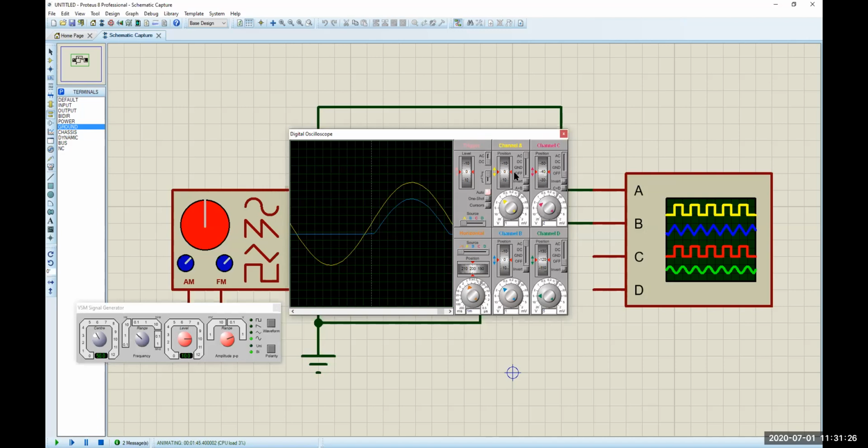Is it AC or DC? Anyone, please. AC or DC? AC, sir. Your input is AC, right? Yes. That means the yellow one is AC. So yellow one, that means channel A should be AC.